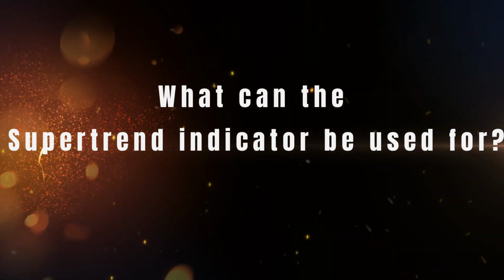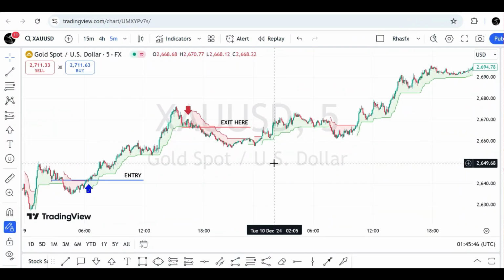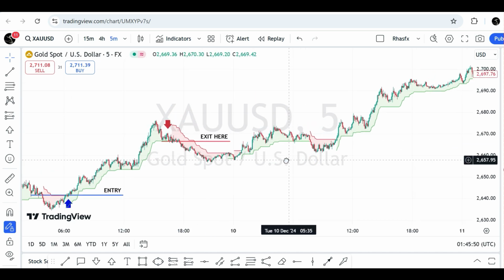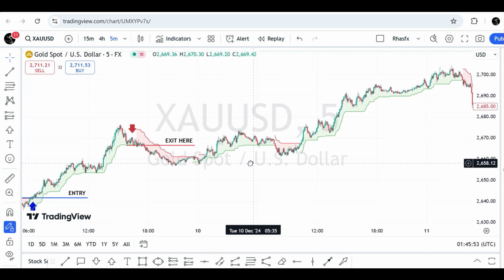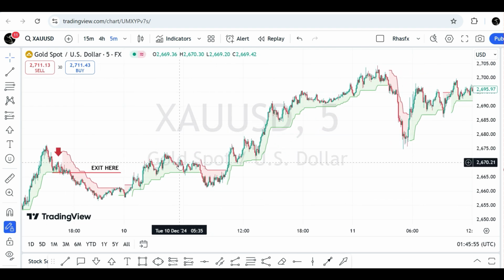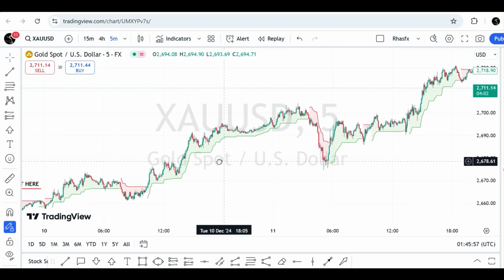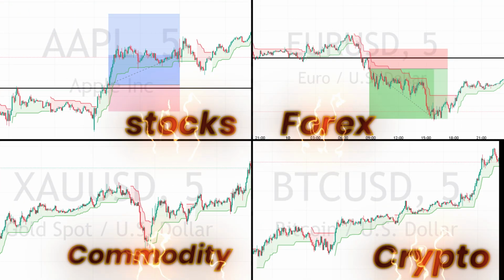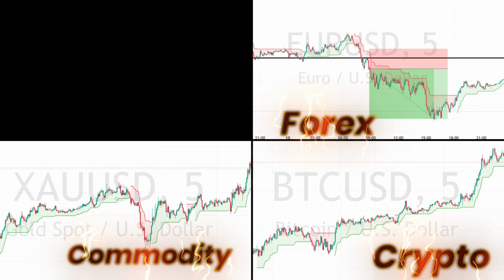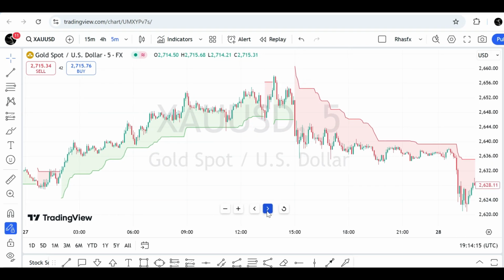The Supertrend Indicator is easy to use and highly customizable, making it a favorite for traders seeking straightforward tools to guide their decisions. It works well in trending markets, but may give false signals in sideways or choppy conditions. Suitable for stocks, forex, commodities, and even cryptocurrencies. Here's what it can be used for.